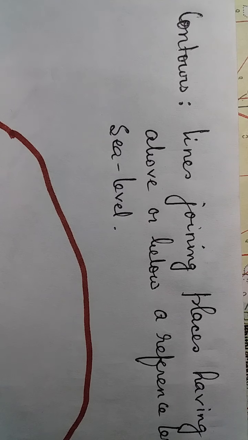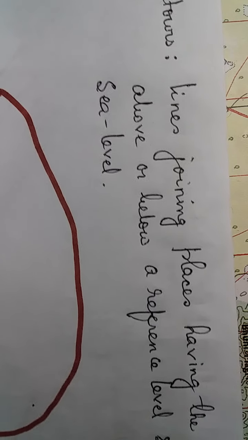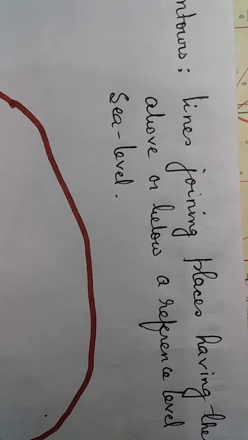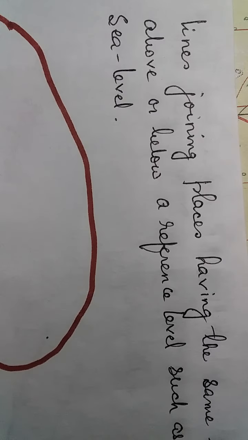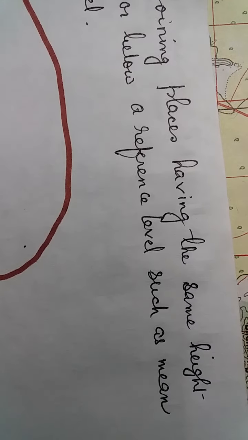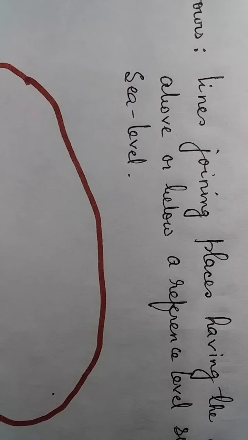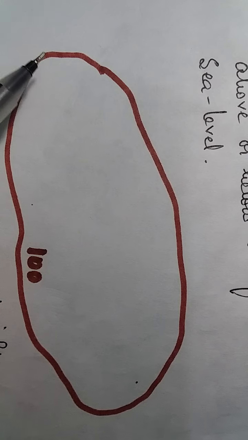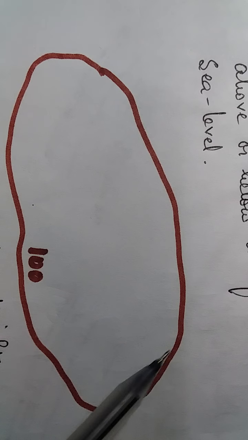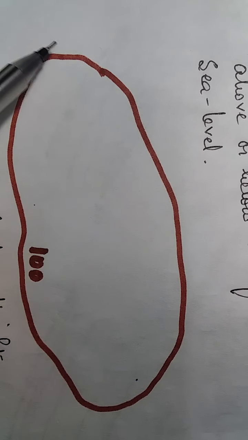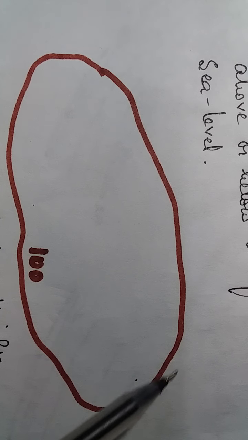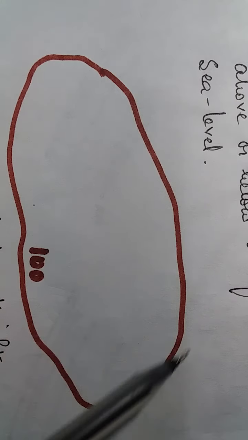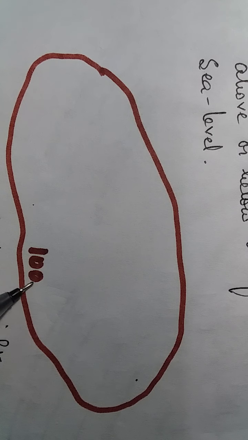Contours are lines joining places having the same height above or below a reference level, such as mean sea level. Let us take a contoured line. I have drawn this line using brown color. Contoured lines are drawn using brown colors and they are usually numbered.